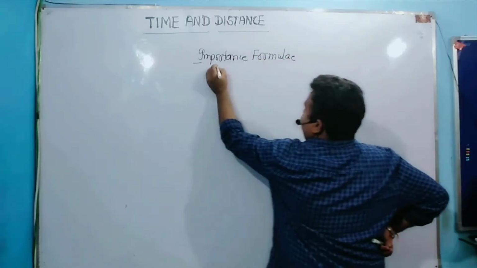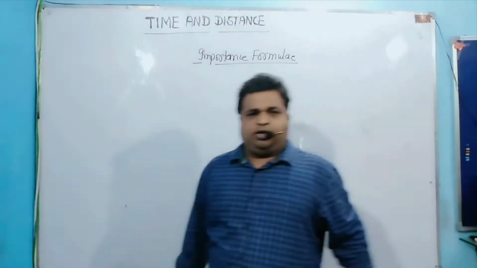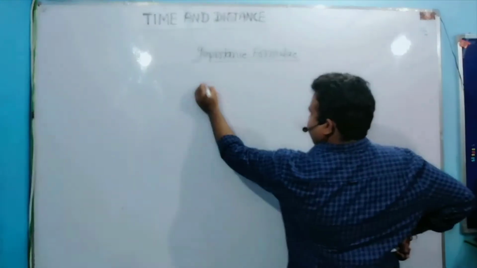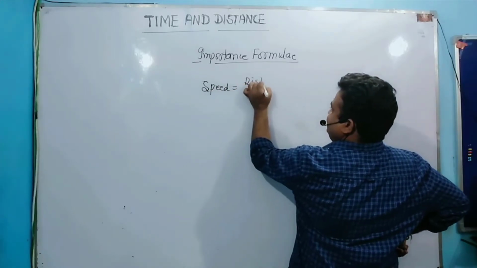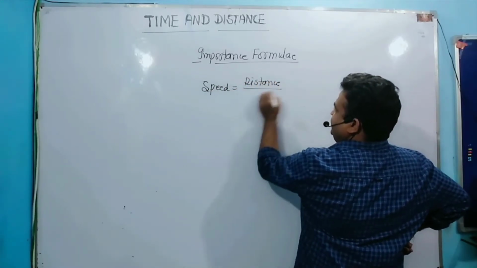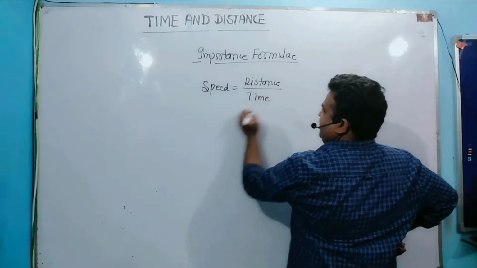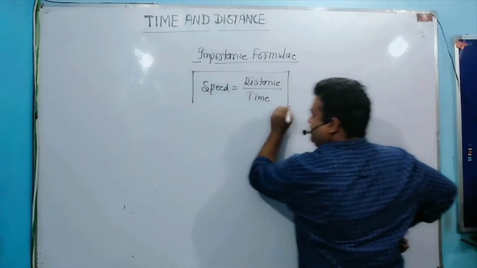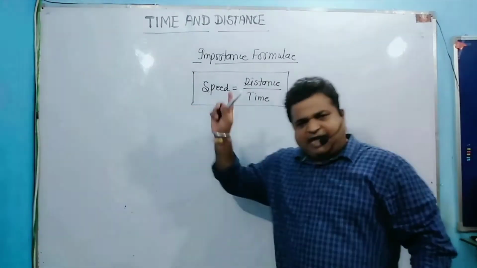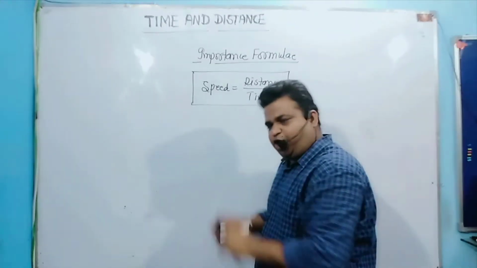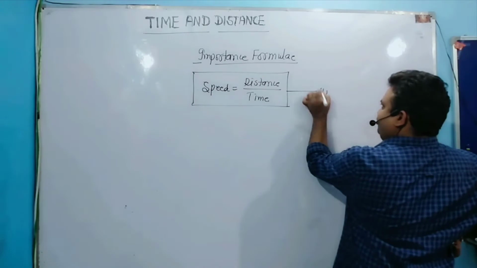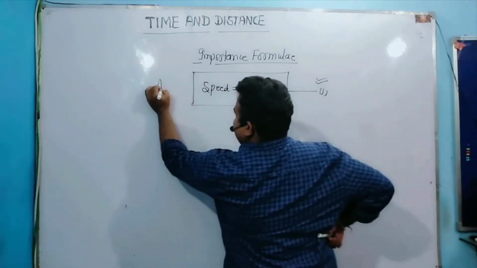The important formula in time and distance. Number one, speed is equal to distance by time. So speed is equal to distance upon time. This is the basic formula of time and distance, and the rest of the formulas are derived from this formula only. So you need to remember this formula because it is very important.